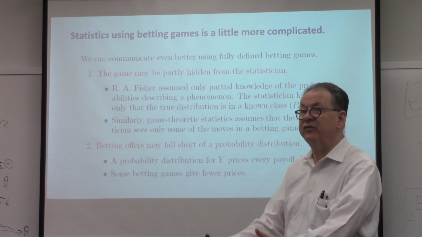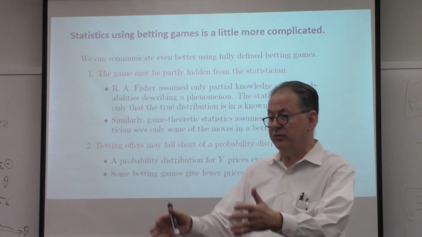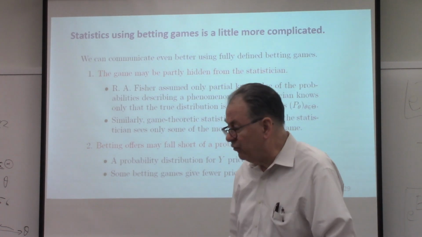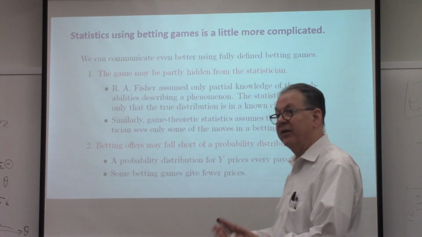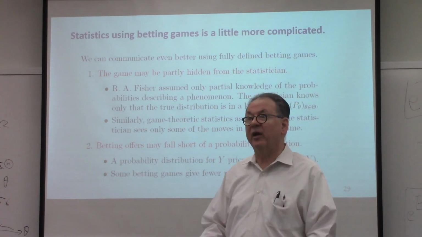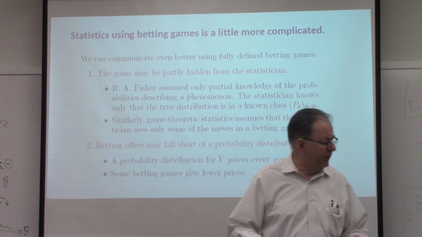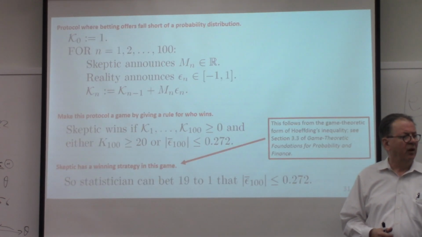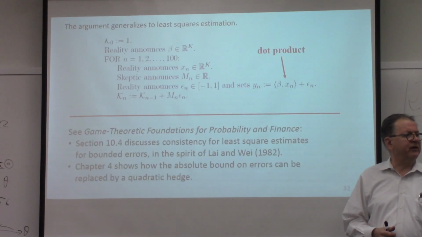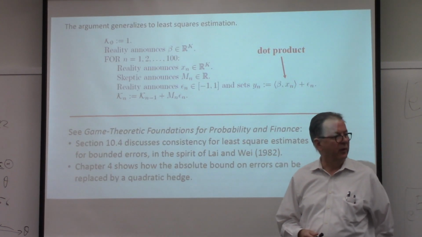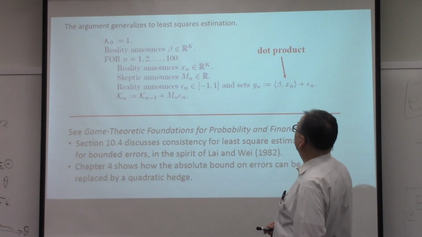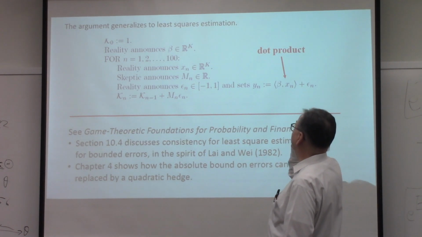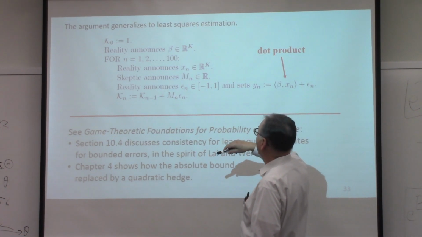It's the betting offers, the interpretation. If you have a protocol where there's certain betting offers, the interpretation is that the skeptic, the bettor in the game, is not going to multiply their money by a large factor. The other point is that part of the game can be hidden. I want to give an example of a game that's hidden. So here is a game where something is hidden.